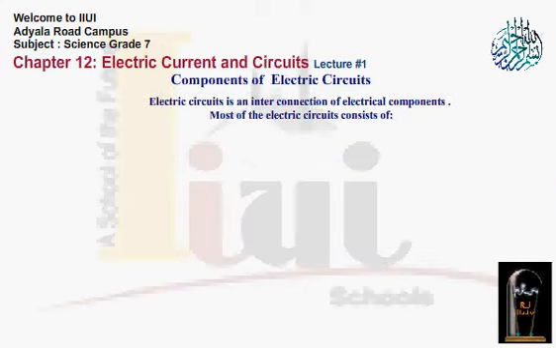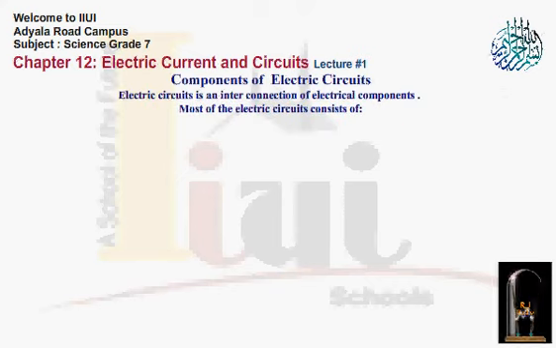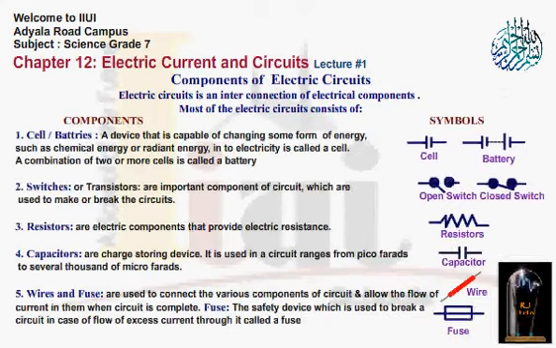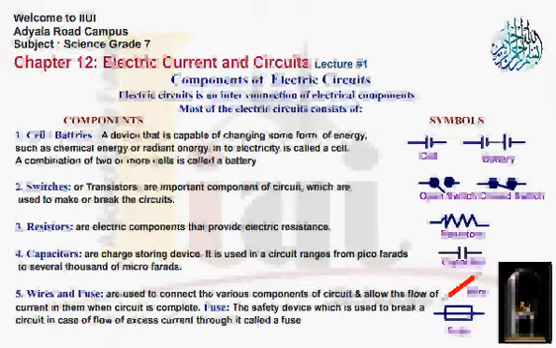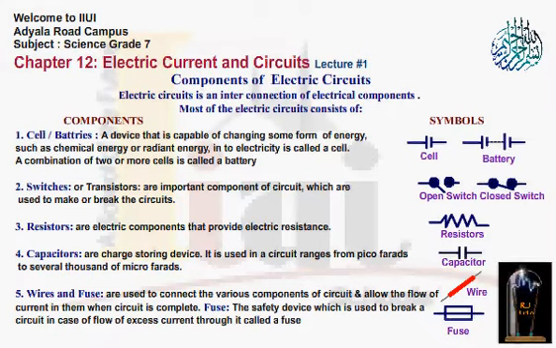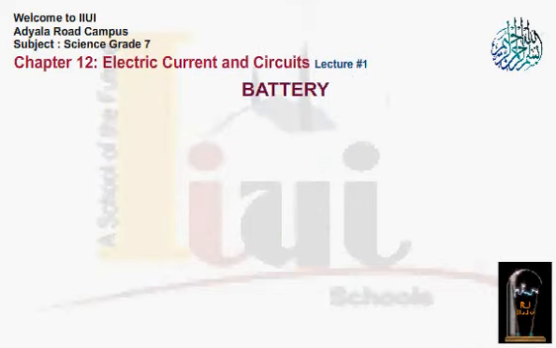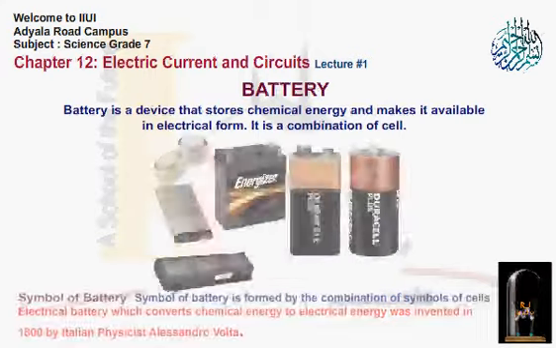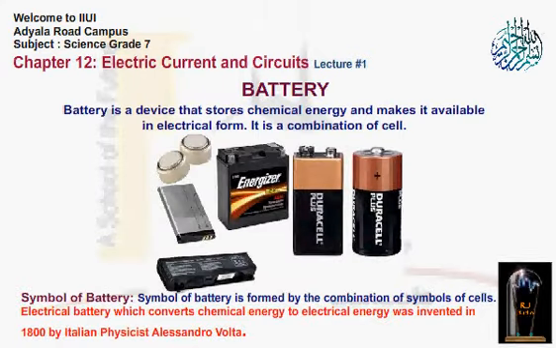Components of electric circuit. An electric circuit is an interconnection of electrical components. Students, the components and their symbols were shown on screen, such as cell or batteries, switches or transistors, resistors, capacitors, wires, fuse. Battery. A battery is a device that stores chemical energy and makes it available in electrical form. It is a combination of cells.